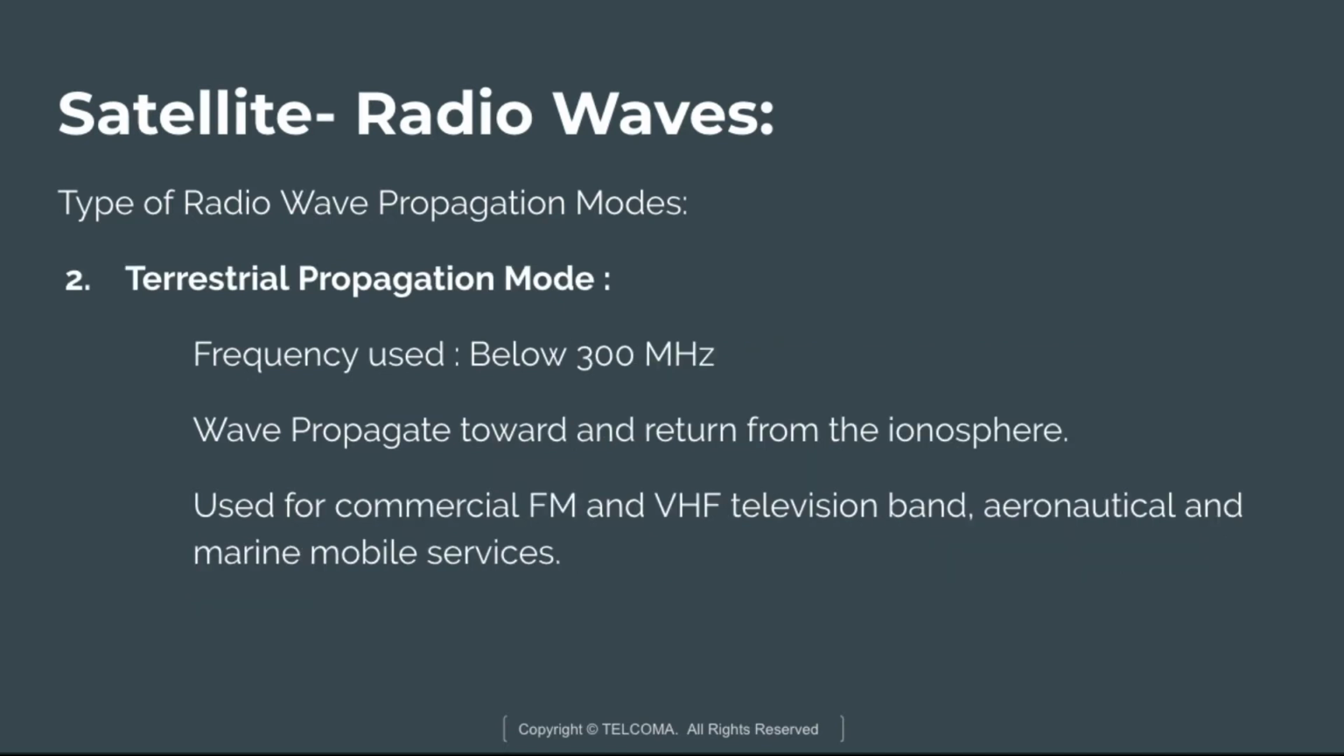The second mode is the terrestrial propagation mode. Here it is using a frequency below 300 MHz, and the wave propagates toward and returns from the ionosphere. So it is also known as the ionosphere or sky wave mode. These waves are used for commercial FM and very high frequency television band, aeronautical and marine mobile services.